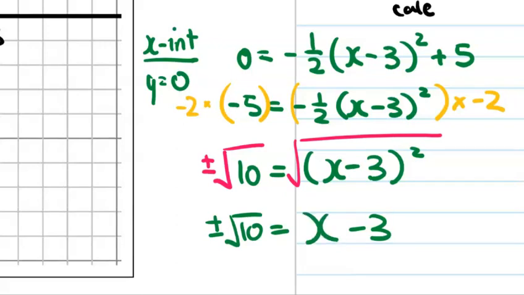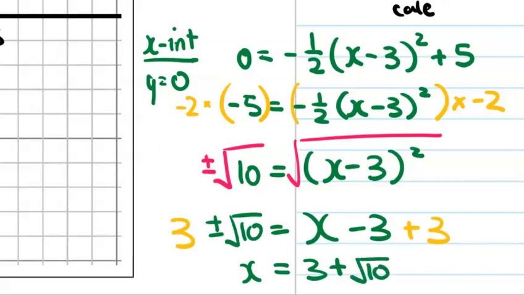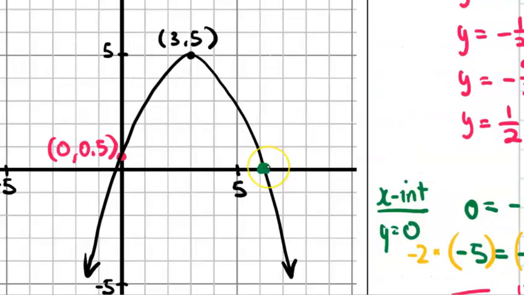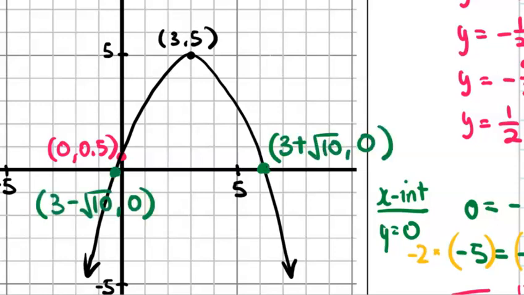And the inverse of minusing 3 is adding 3. So that gives us x is equal to 3 plus root 10 and 3 minus root 10. You can put the values into your calculator to get an approximation, but make sure you're, again, labeling using exact values.